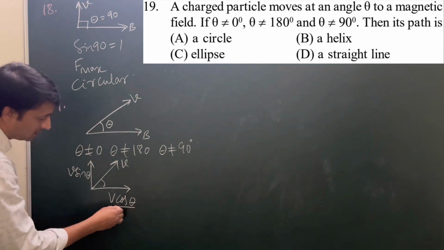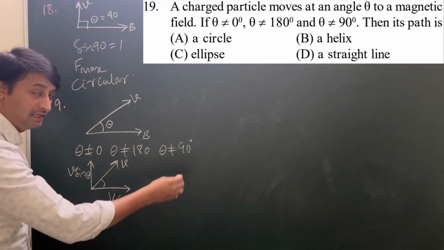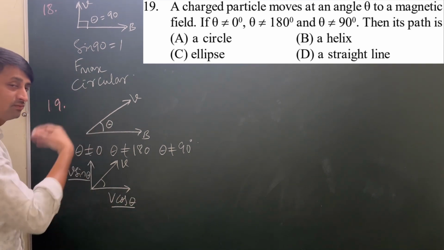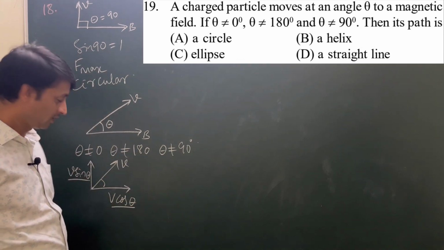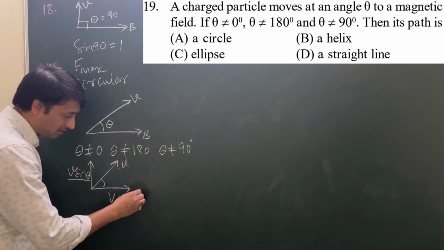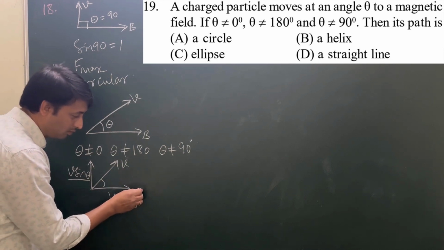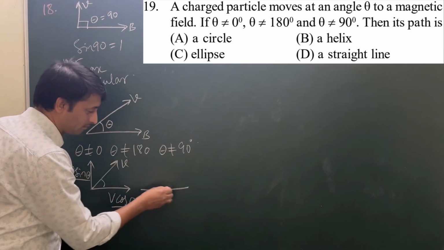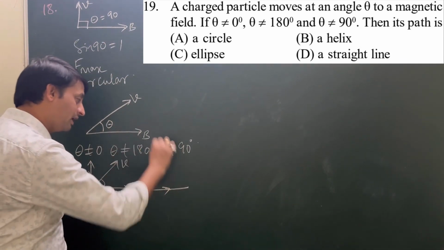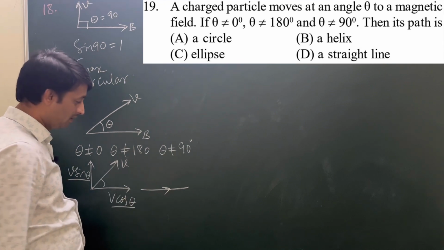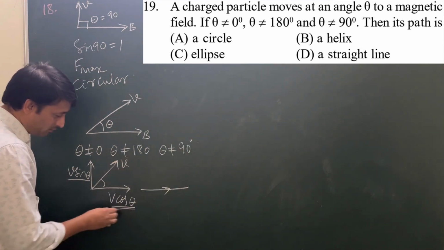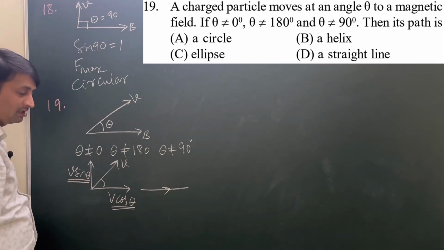This v cos theta is responsible for linear motion and v sin theta is responsible for circular motion. The component of this velocity, v cos theta, will make the electron or the charged particle move along this direction. This v sin theta will make the charged particle move in a circular path. So here the velocity has both the components v cos theta and v sin theta.